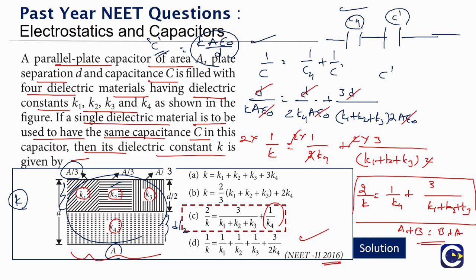So the main step is what? To identify that C1, C2, C3 are in parallel and that entire combination is in series with the C4. Once we are able to get that step right, after that it is just writing down the capacitance expressions for each of the capacitors and going on with the simplification of series and parallel arrangement.